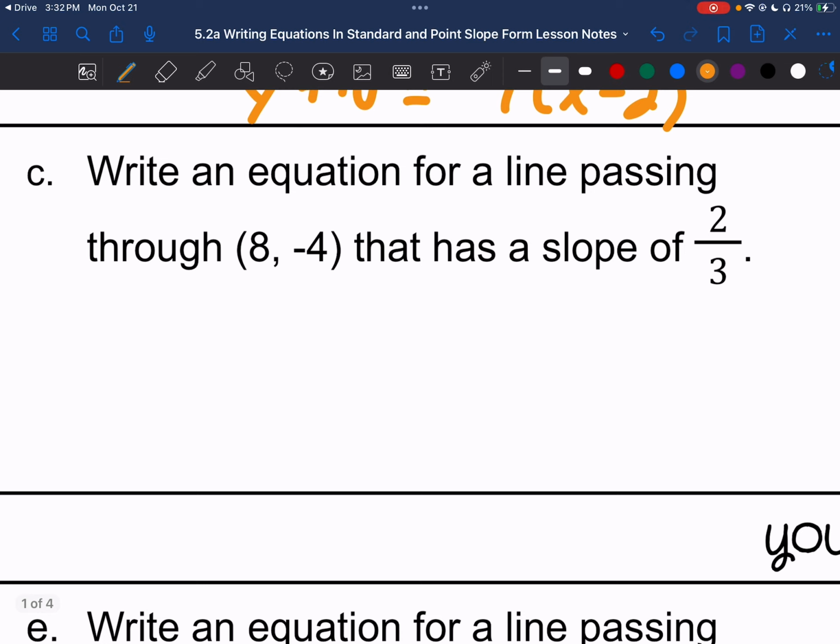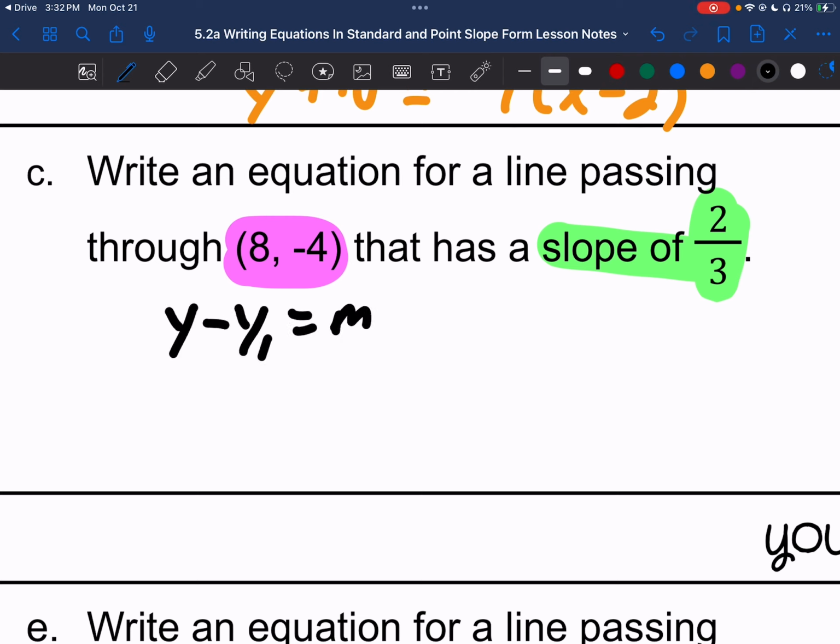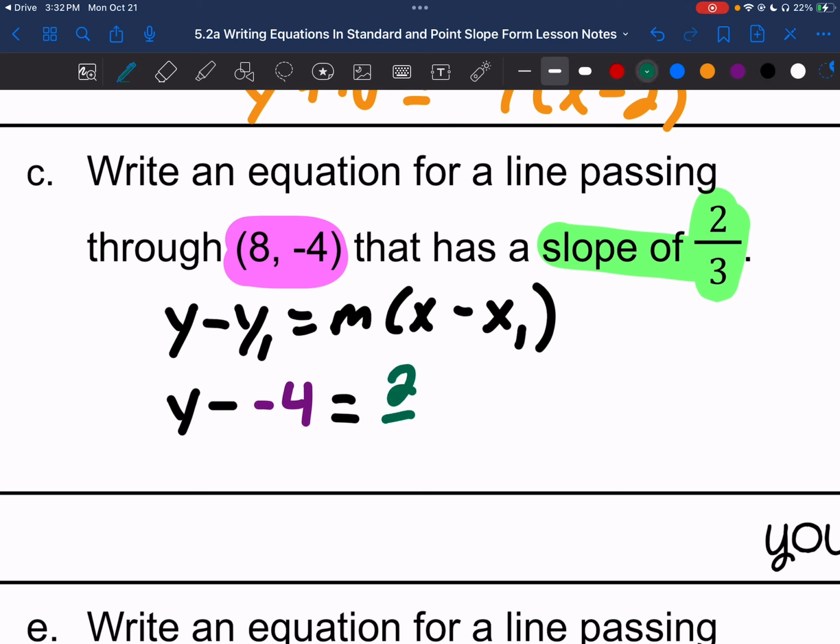Letter C, we're going to write an equation for a line that is passing through 8, -4. So that's my point, 8, -4. We're giving it to you in a different order in this question. And it has a slope of 2/3. So we're going to start off y minus y1 equals m times x minus x1. And I'm going to substitute in the values that I know. y minus, my y1 is negative 4, is equal to m, my slope, 2/3, times the quantity x minus my x1, which is 8. And we close the parentheses.